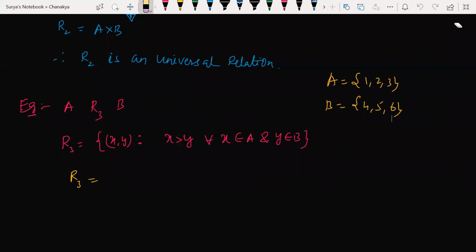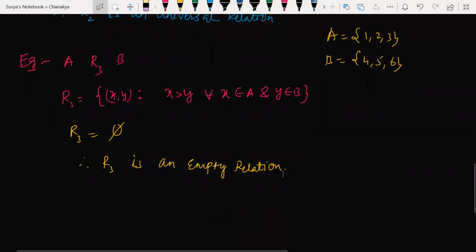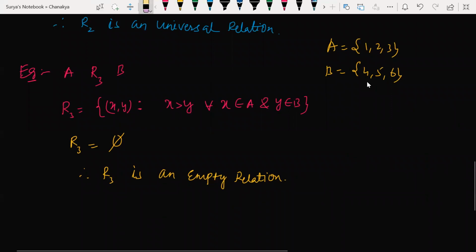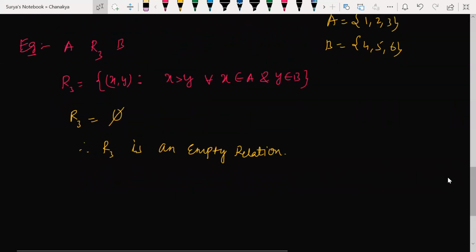Very good. It is a null set. So whenever you are not getting any ordered pairs, such type of relations are called empty relations. R3 is an empty relation. Hope you got the point. Understood my point? Next.